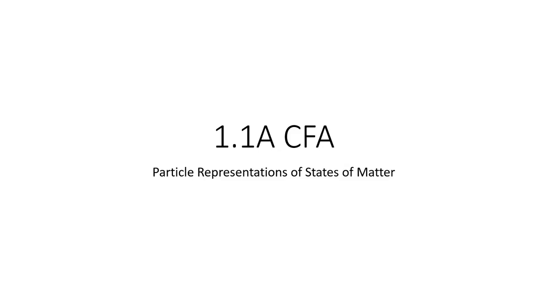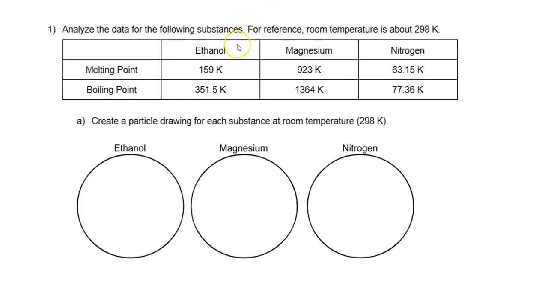Today we are going to chat about what we were looking for in your responses for 1.1a, particle representations of states of matter, the CFA. So this starts with some data analysis. We've got to take a close look at the melting and boiling points of our substances and determine what state of matter they are in. Are they a gas, a liquid, or a solid? It's a simple matter of recognizing that all of these are at 298 Kelvin, as it says here and here, about room temperature.